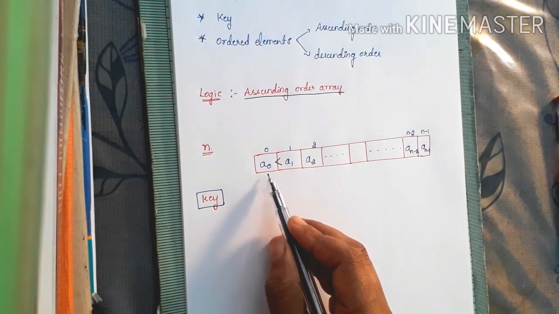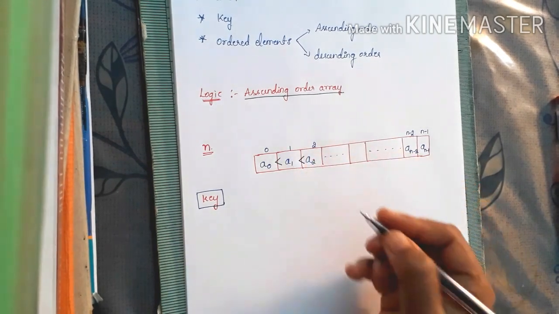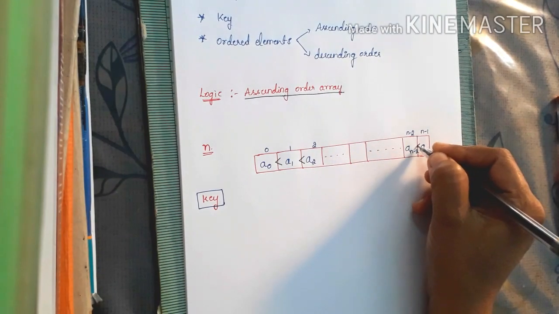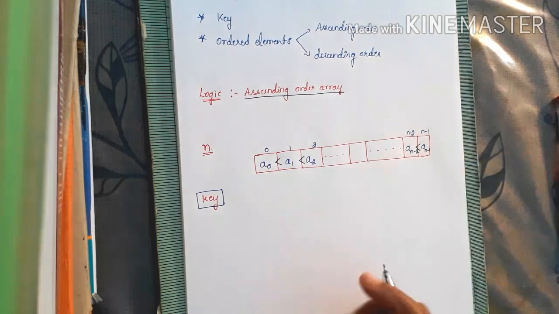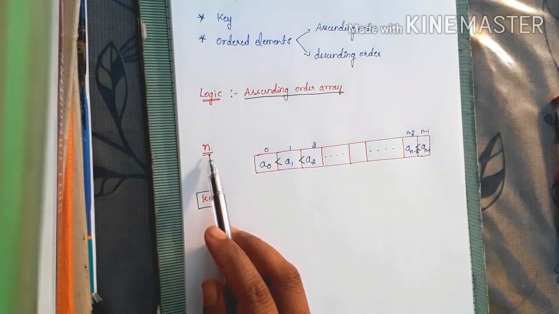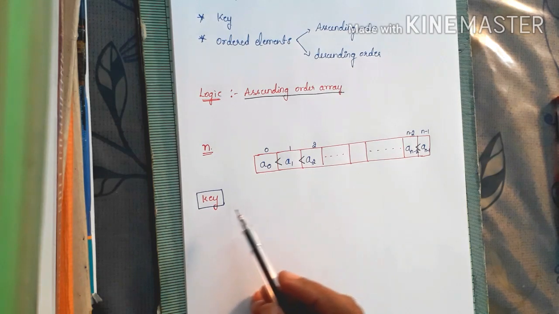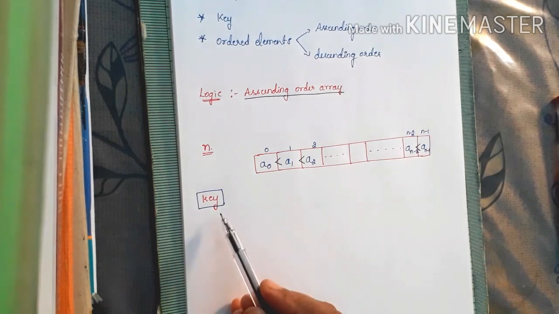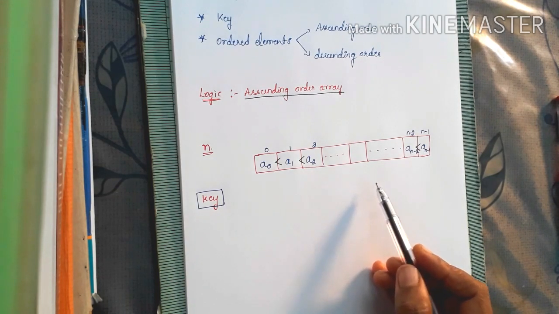That is, the first element A0 is less than A1 and the second element A1 is less than A2, like that. So the last element, A n minus 1, is the largest element of the array. The size of the array is n and the element that is to be searched is the key element. Here the array elements are in ascending order and I want to search the key element in this array.